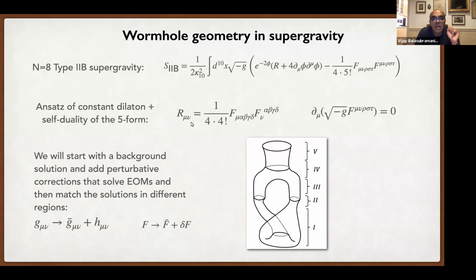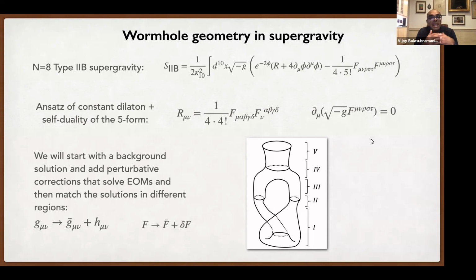You find that the Ricci tensor, R_mu nu, is equal to the square of the 5-form, and you get some divergence condition on the 5-form being 0. Right, source-free condition. Great. So how are we going to construct the solution? We're going to construct the solution in perturbation theory. Solving these equations exactly for the finite temperature case, we don't know how to do it. So we're going to do this perturbatively.